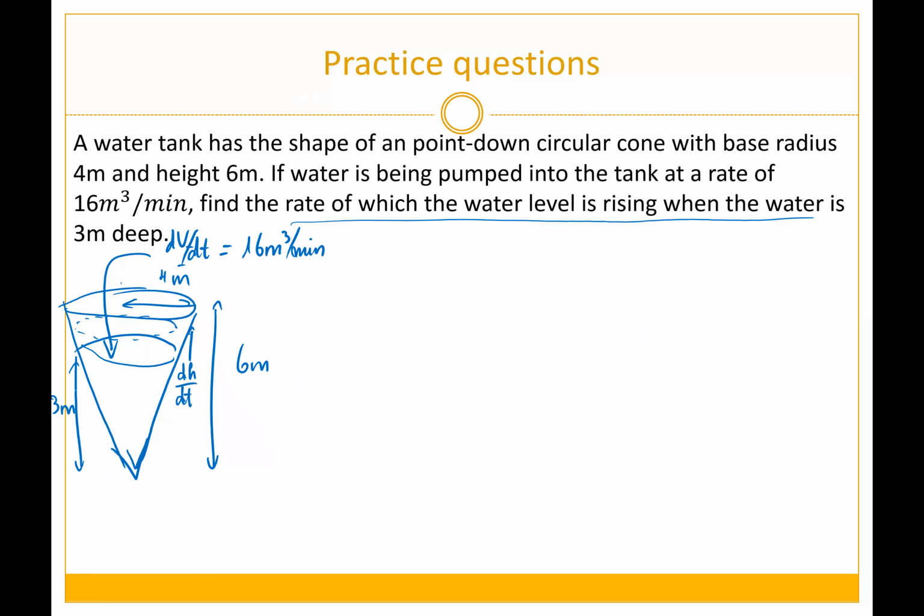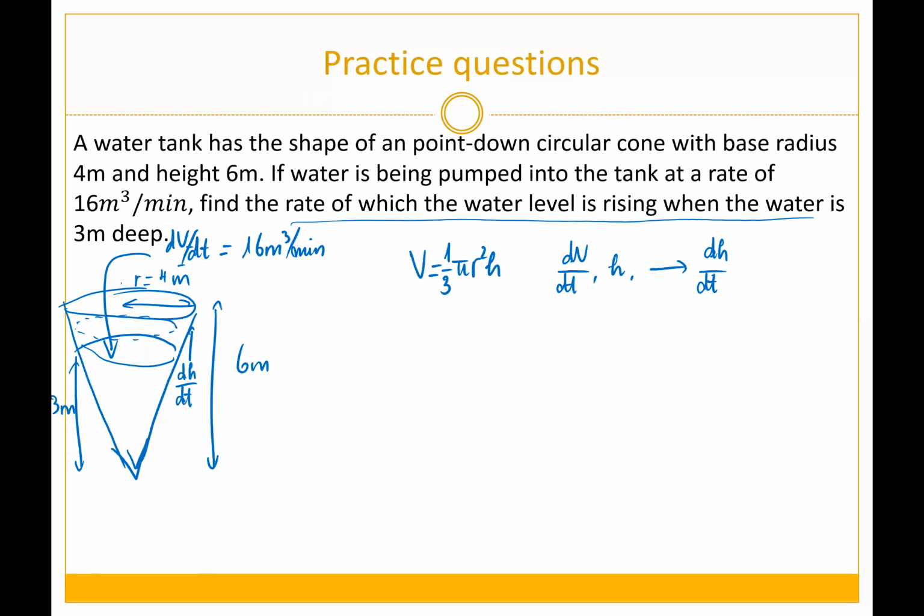Now, let's see how we're going to relate. First of all, what is the relation between volume and radius? The volume is one third pi r squared h, which is the formula for the volume of a circular cone. They give you dV over dt and h, and they ask you to find dh over dt. Now we have to put everything in one variable first, because we only need dh over dt, but we have no idea about r.